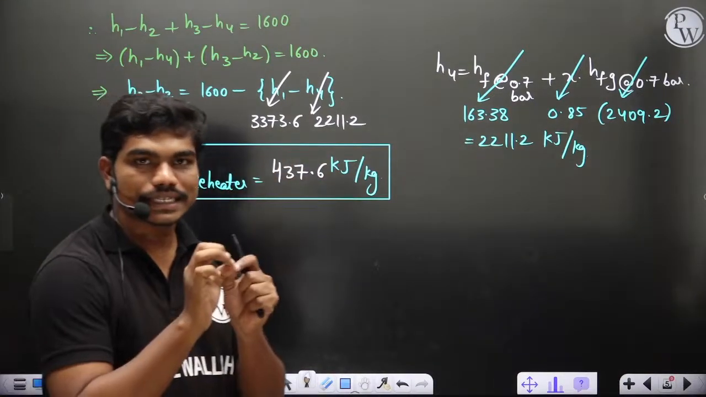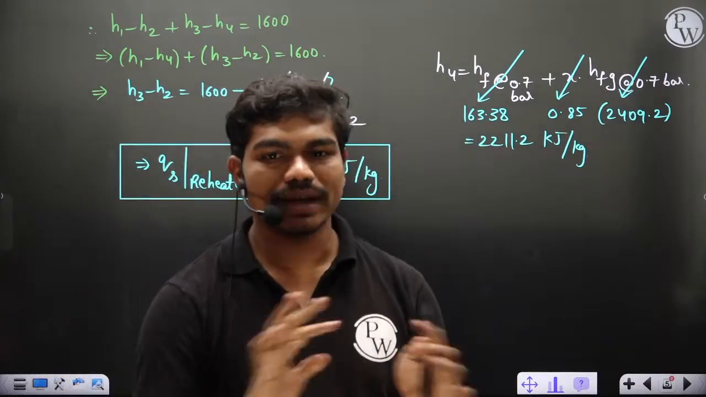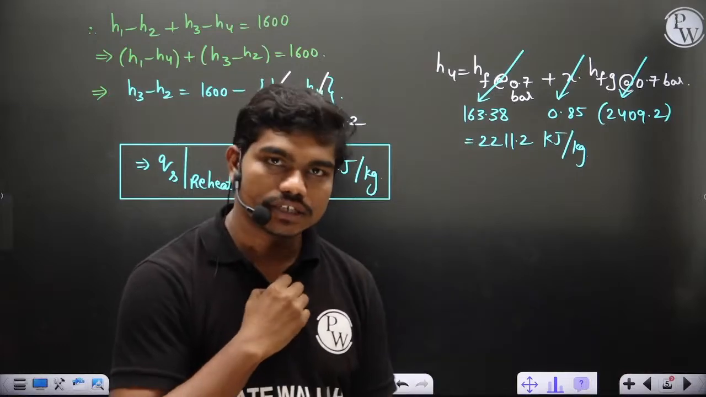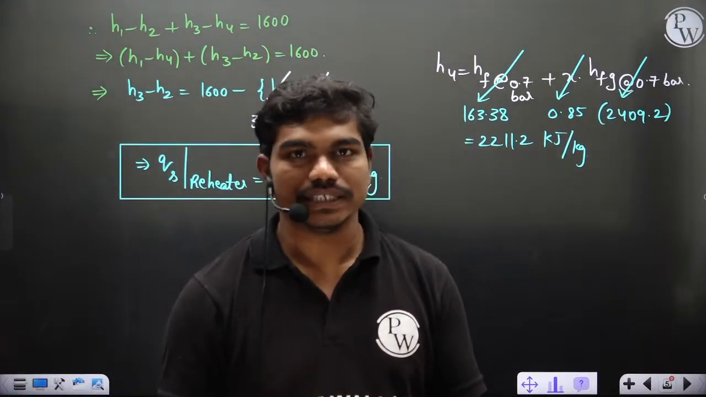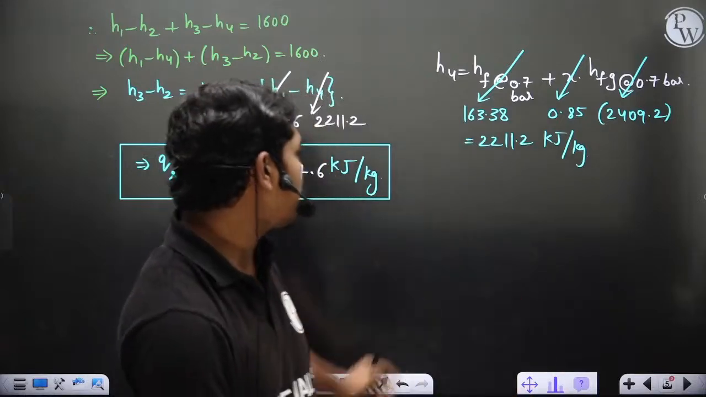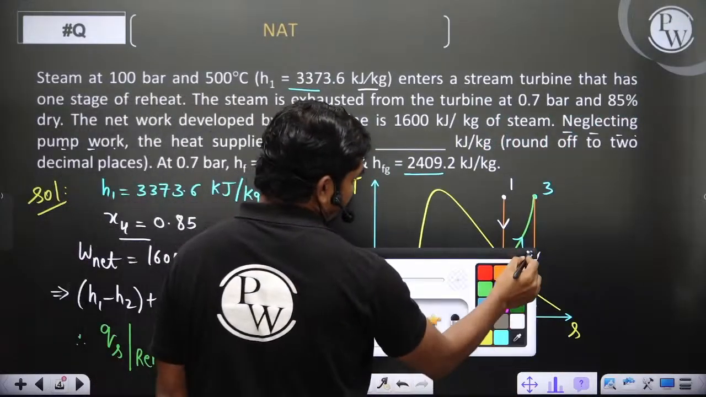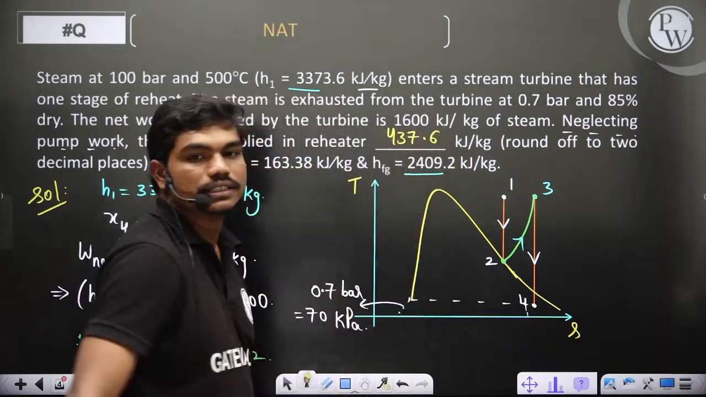Okay. So basically, what is the amount of heat supplied in the reheater? Once you understand the cycle, no need of mugging up any formula. Just follow your fundamentals. You all know heat interaction in a constant pressure process is nothing but change in enthalpies for a reversible process. Clear? That's what we have applied. 437.6 is the correct answer, 437.6 kilojoule per kg.